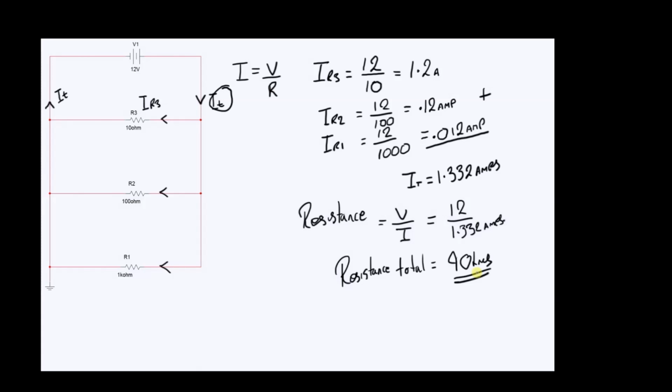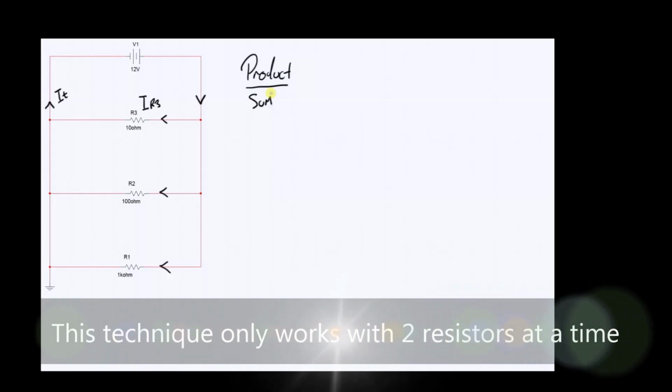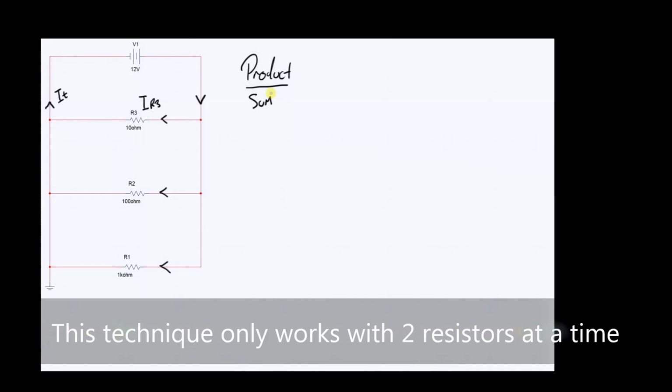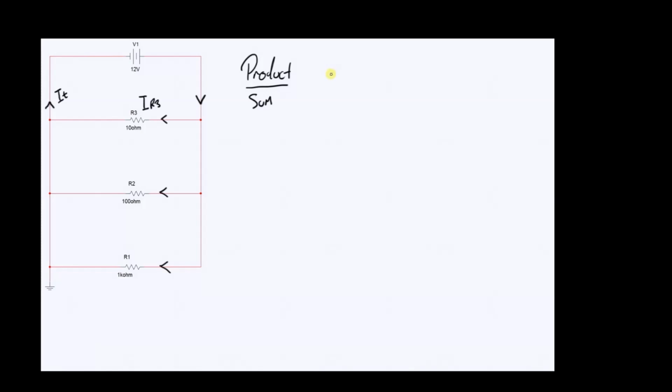I'm going to backtrack a little bit now and show you the normal way of working out resistance to prove that it works. So normally with resistance we use a technique known as product divided by sum. It only works for two resistors at a time. We take the product of two resistors and divide by the sum of those two resistors, and then we move and take that result and apply it with the next resistor in the bank.